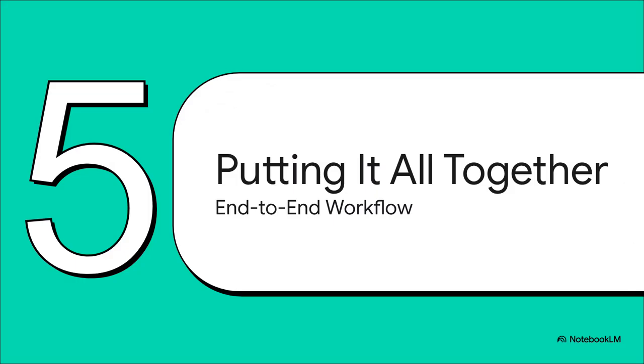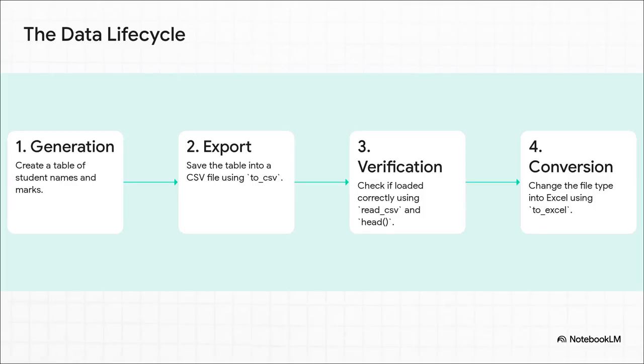Okay, we've covered all the individual pieces of the puzzle. Now, let's snap them all together and walk through a complete end-to-end workflow from start to finish. Here it is, the entire data lifecycle in 4 simple steps. Step 1, generation. We start by creating some data from scratch, in this case, a little table of student names and their marks. Step 2, export. We immediately save that table to a CSV file using to_csv. Step 3, verification. We then read that same file right back in with read_csv and use head just to be sure it's saved correctly. And finally, step 4, conversion. We change its format, saving it as an Excel file with to_excel. That's it. That's the whole loop.